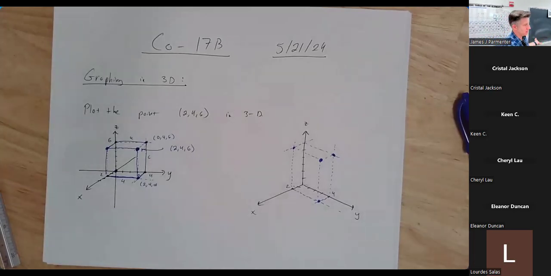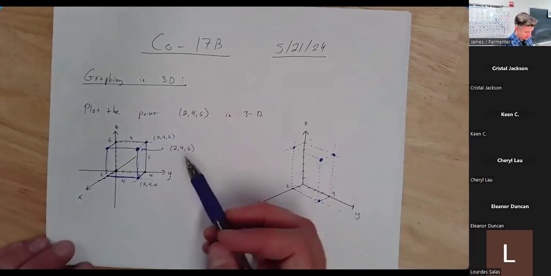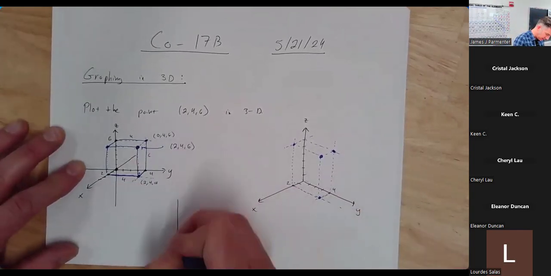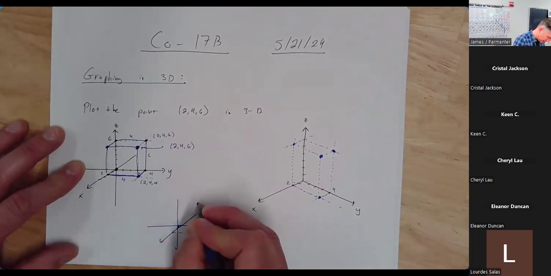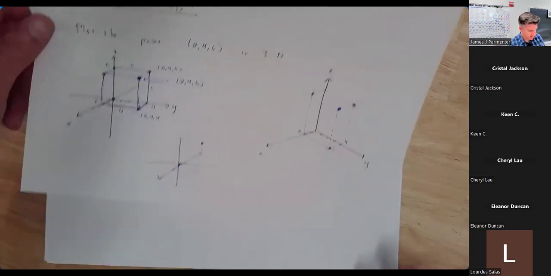So there's a point. We can plot a point. We can plot another point, but plotting points gets a little bit old. You should practice it. I do recommend doing it this way. I think this is better than just drawing this system here and then being like, well, I'm going to go over two, over four, up six. And that's about right. I really, really think we should draw the box. So when you're plotting a point, draw the box. Okay.